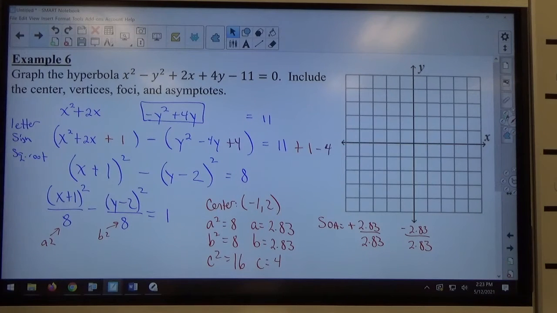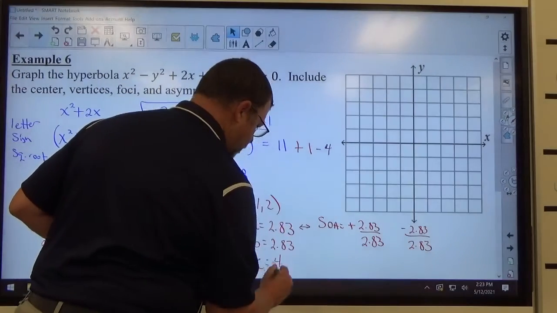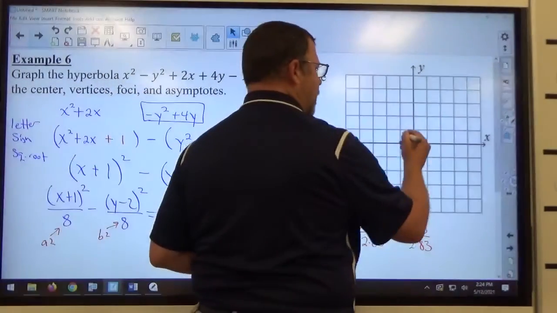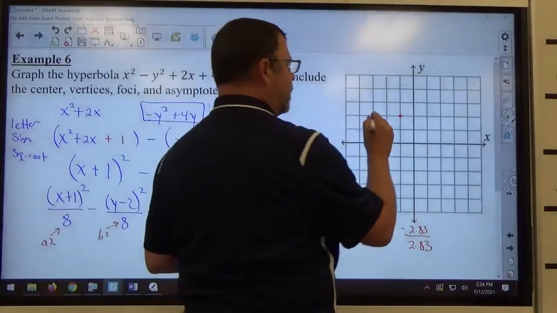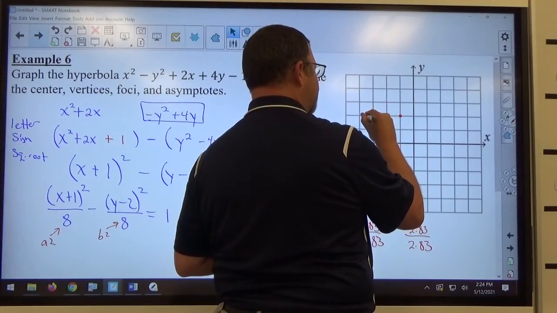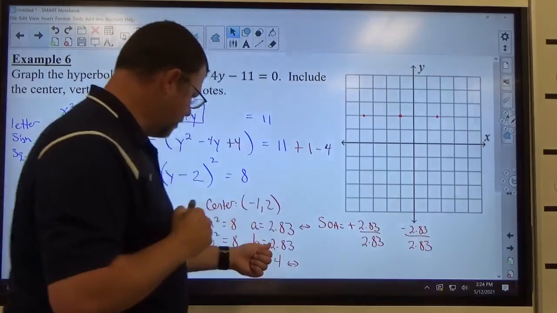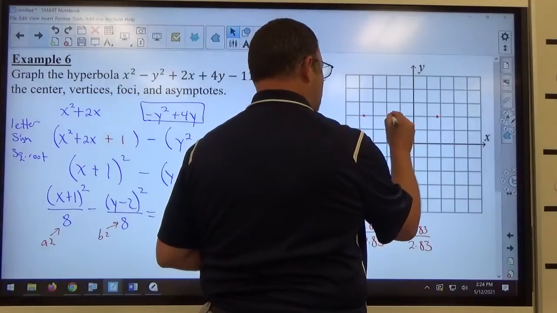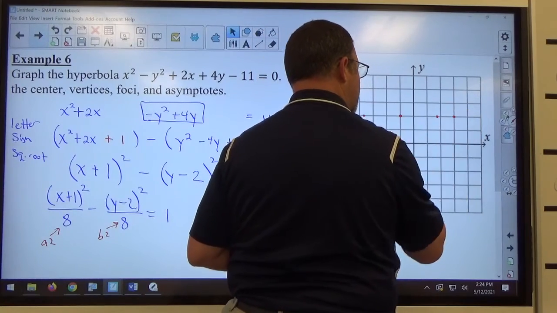All right, and finally, x squared is positive in front, so we're going to be going left and right. So we're going to go left and right a, 2.83, left and right c, 4, from the center, negative 1, 2. So negative 1, 2 is my center. If I go left and right 2.83, that would be about here and about there. That's my vertices. I'm going to go left and right 4 to get my focal points. 1, 2, 3, 4, right. 1, 2, 3, 4, left.